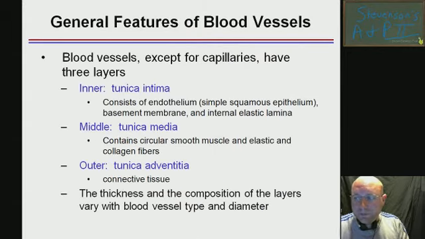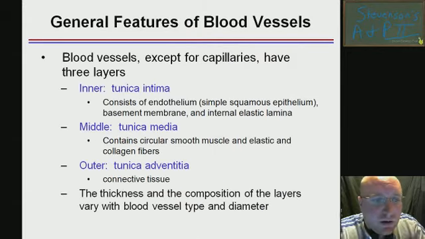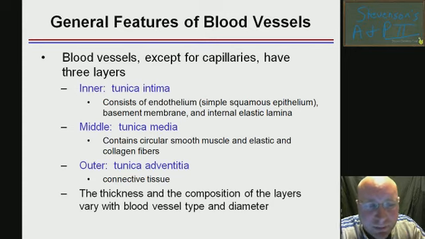Blood vessels, except for capillaries, typically have these three layers. The inner layer is called the tunica intima. It has endothelium, a basement membrane, and an internal elastic lamina. Then you've got the tunica media, or the middle part, which contains smooth muscle and elastic and collagen fibers. And then the outer part, the tunica adventitia, just contains connective tissue as well to help hold everything together.